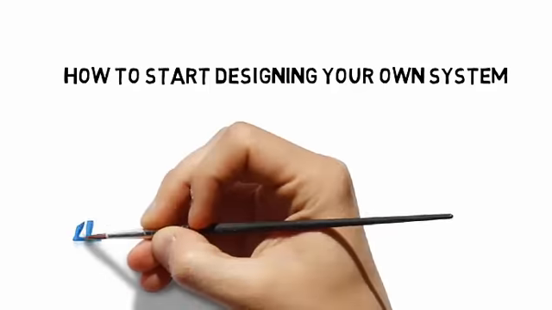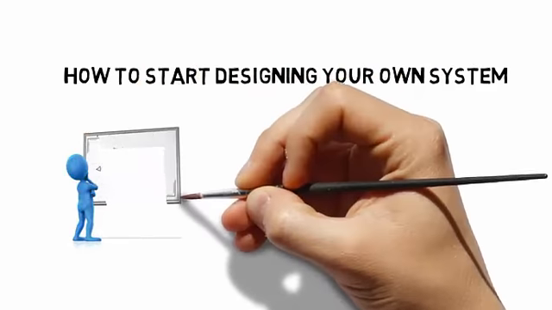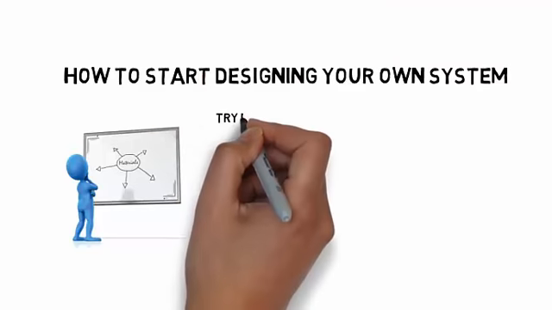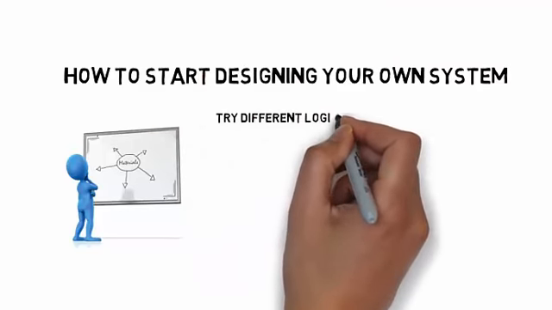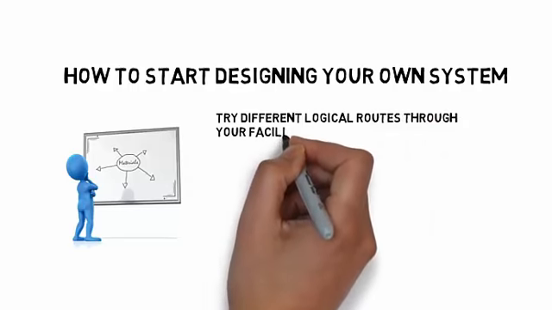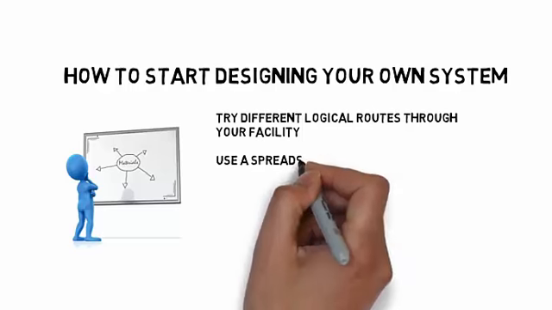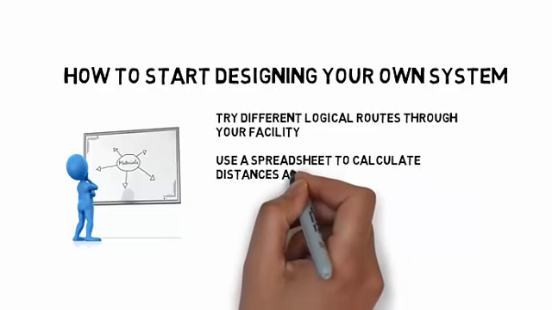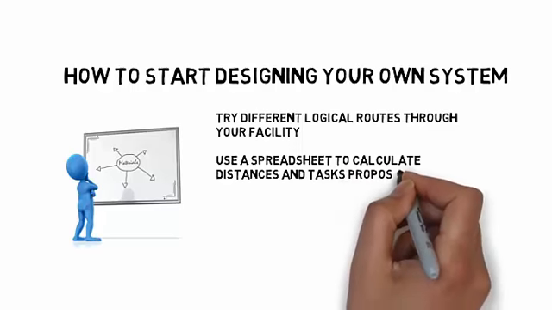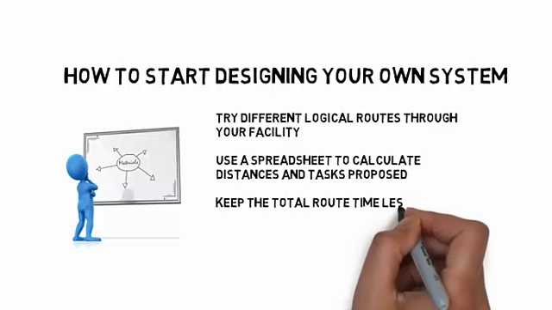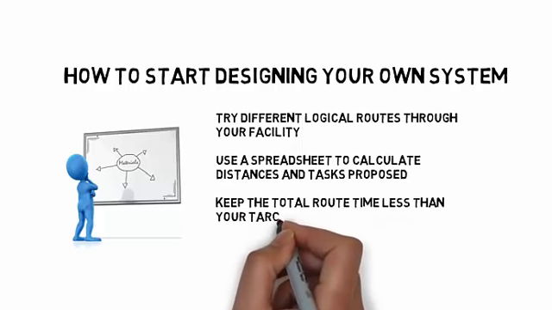If you're doing this by hand or with a spreadsheet to help with the simple calculations, you'll be trying out different logical routes through the facility in order to maximize your delivery efficiency within the time allowed. So use your spreadsheet to add up the distances and tasks proposed and keep the total route time a bit less than your target delivery route time. Feel free to experiment with alternatives and, if possible, also get on the factory floor and physically walk through the proposed routes.